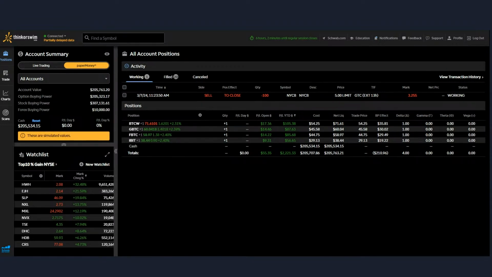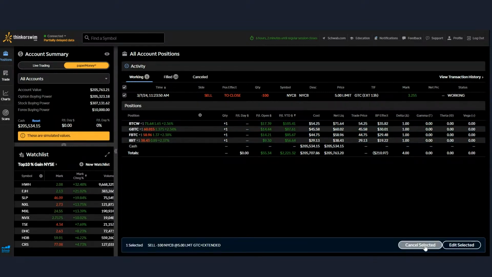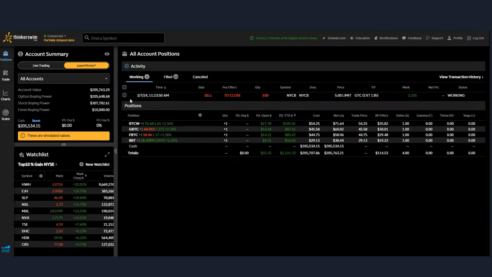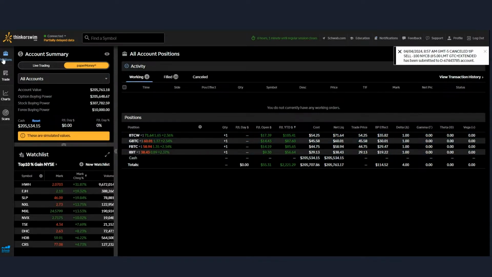I'm gonna show you something real quick. These are the four companies that you can see right here. BTCW is a WisdomTree Bitcoin Fund. GBTC is a Grayscale Bitcoin fund also. These are ETFs, right? And IBIT is one of my favorites. It's also a Bitcoin ETF.